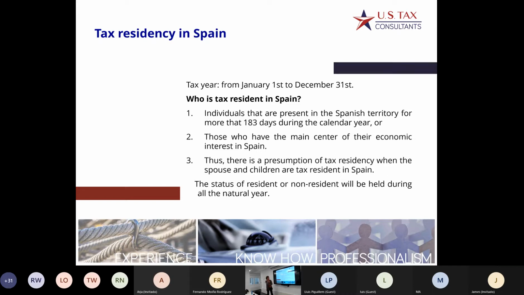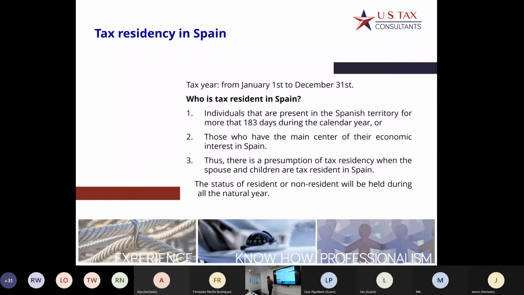The first step to know what your tax obligations are on the Spanish tax side is to know whether you are tax resident in Spain or not. That's important because the tax obligations depend on whether you are tax resident or not in Spain. The first important thing: our tax year runs from January 1st to December 31st. So you are tax resident or non-tax resident for the whole year. You cannot be non-resident for 2-3 months and tax resident the rest of the year. That doesn't apply in Spain.